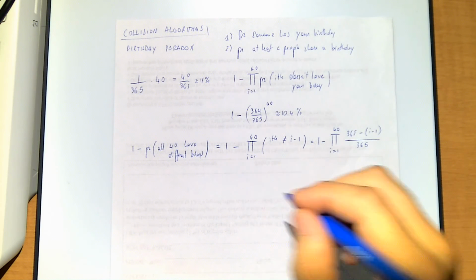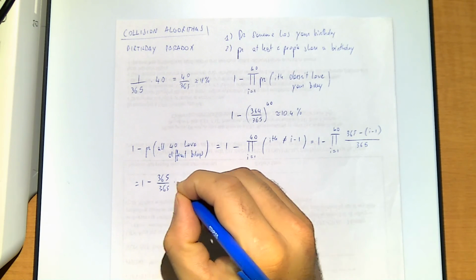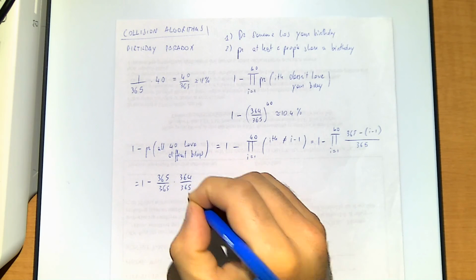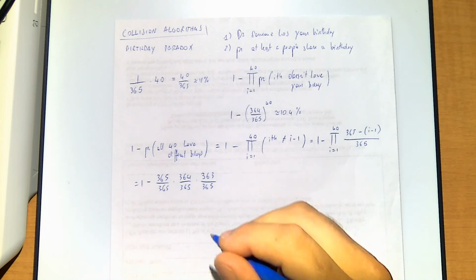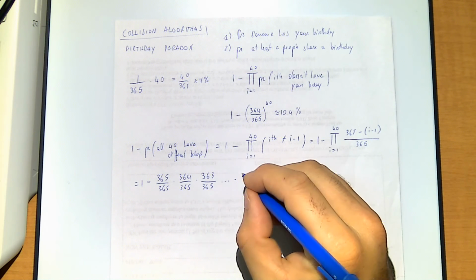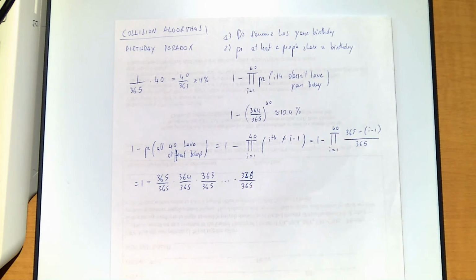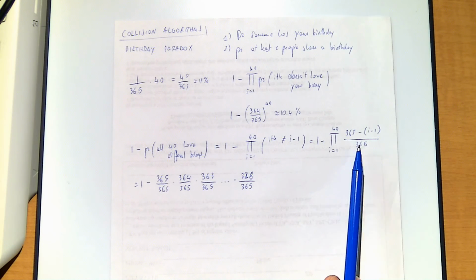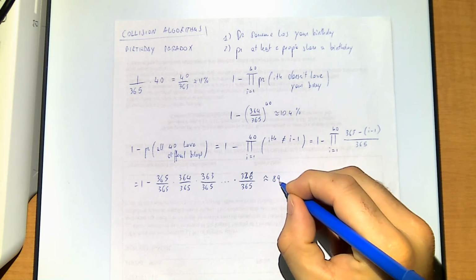It's even easier if you write it out, because the first guy can have any birthday, and then the second guy can have any birthday but the one from the first guy, and then the third guy can have any birthday except the previous 2, all the way down to 326 over 365. If you write it out, this is more precise, as is usual with summations, and this is more intuitive. In the end, it doesn't matter, but when you compute this number, you get about 89%.